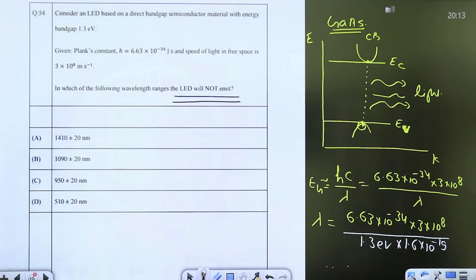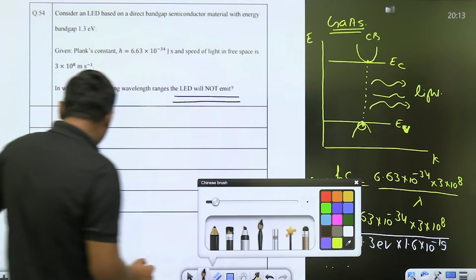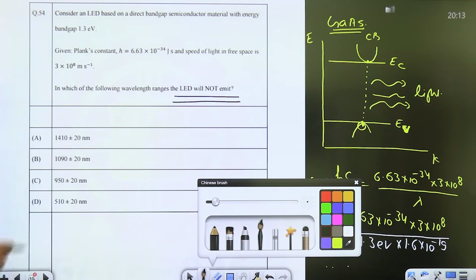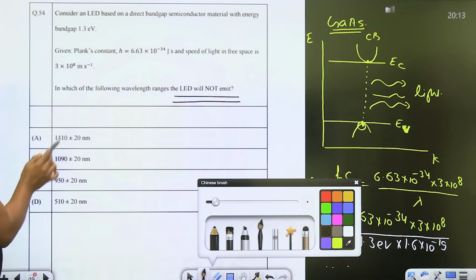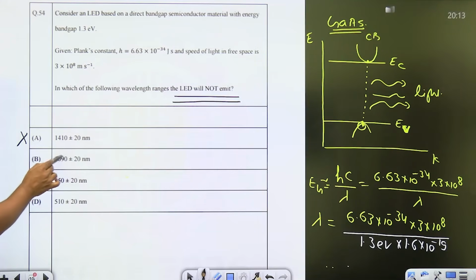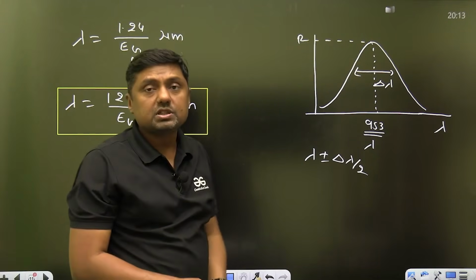So what is the answer given? 950 is given. Okay, nearly equal to 950, no problem. At this point it will emit the light. But what is the question? Range LED will not emit. 1090 is far away from 950, not emit. 510 is far away from 950, not emit, because it will give this type of response, guys. Right? This type of response.